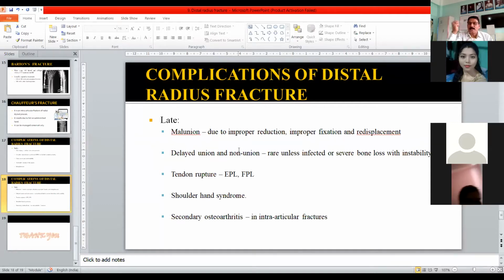So stiffness is a very common problem. It is stiffness of the hand, sometimes stiffness of the elbow, and stiffness of the shoulder is quite common because the patients maintain this position like this, they don't do any exercises. That is why after manipulation, one should encourage the patients to do active exercise to prevent stiffness of the fingers, elbow, and shoulder.